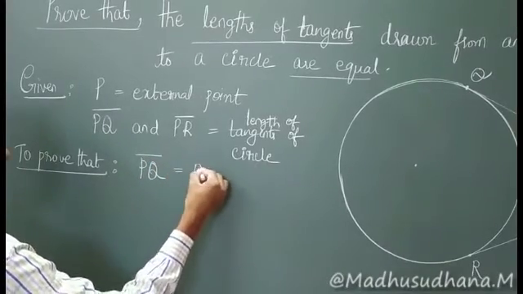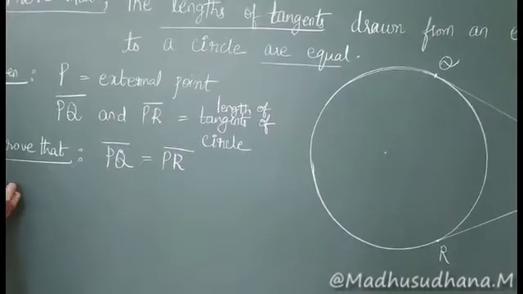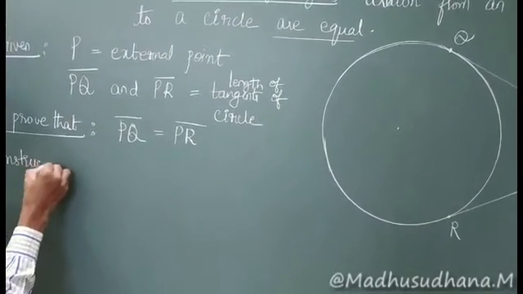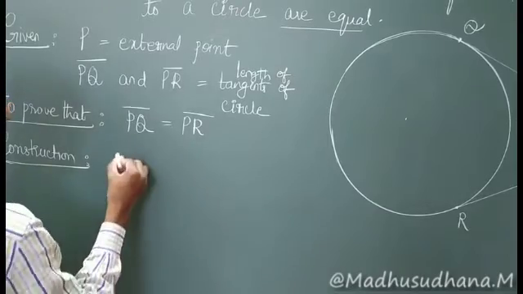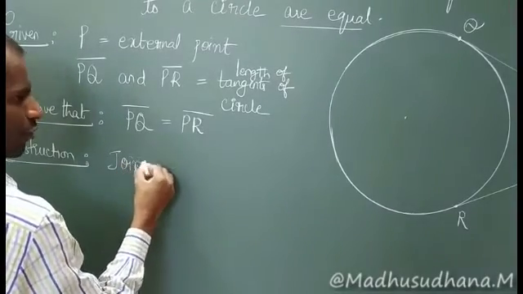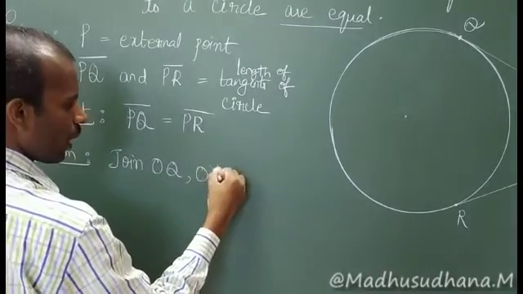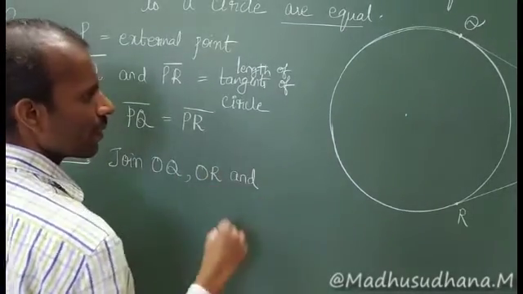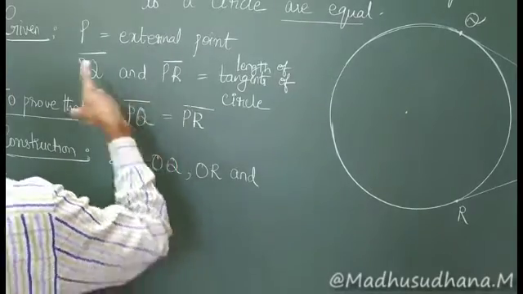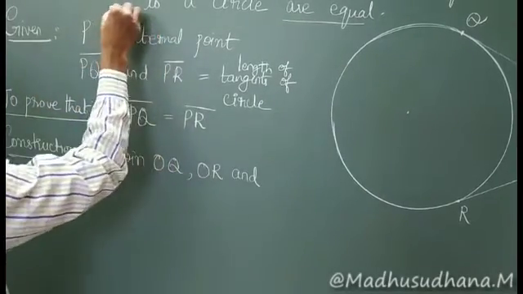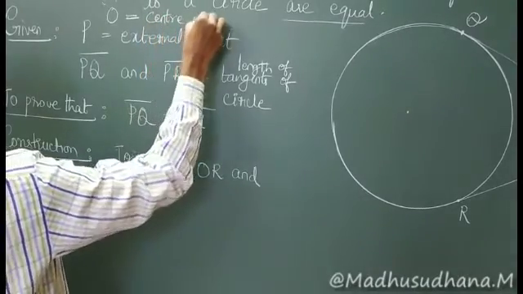So we need to prove that PQ, the length of the tangent, is equal to PR. Followed it? Let me make a construction here. Construction: join OQ, OR, where O is the center of the circle, right?